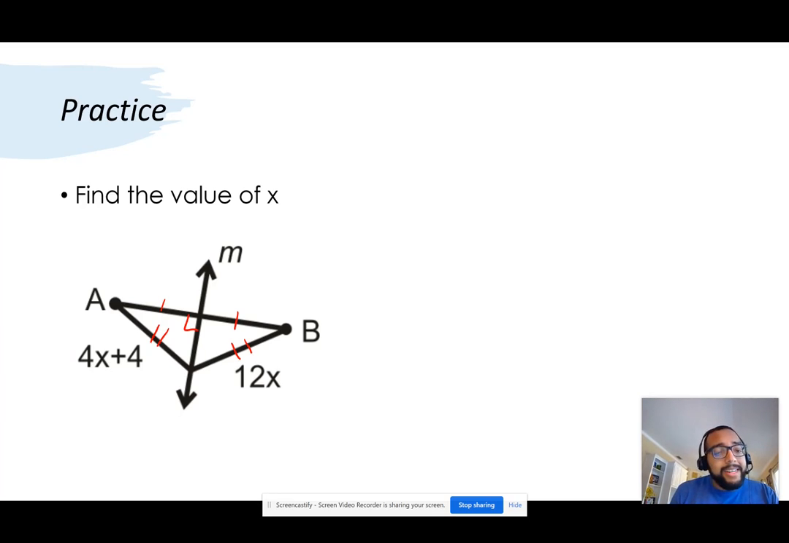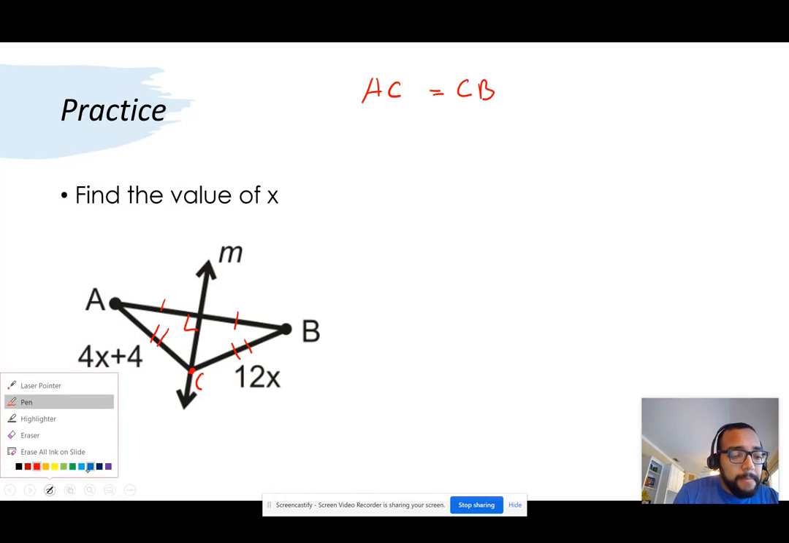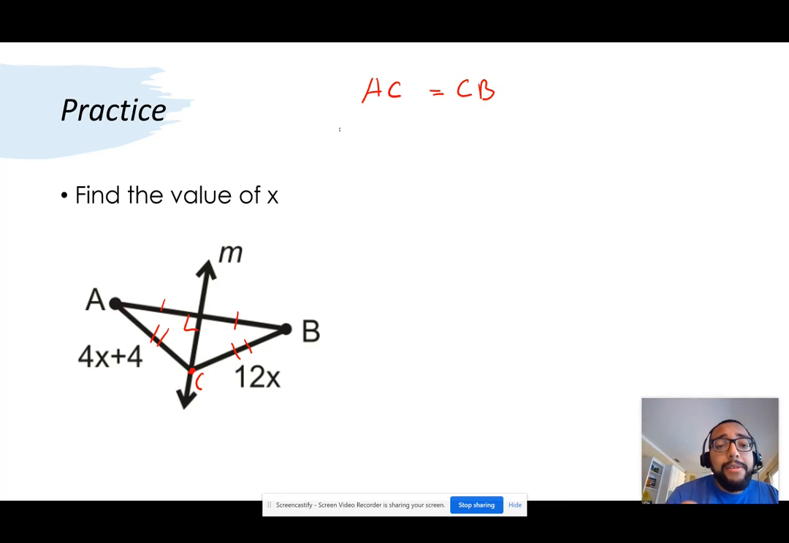So that means here, it doesn't really give me a point. We'll just say this is, I don't know, C. We'll say that. So let's say here that AC is equal to CB, which is good news because we can just now say, and I'll pick a different color here. Let's do purple. So now here we have 4x plus 4 is going to be equal to 12x.